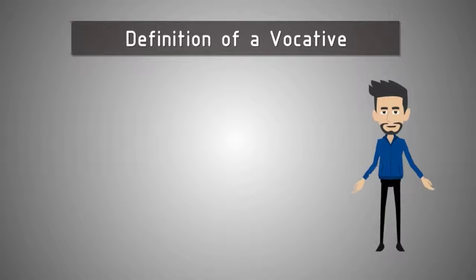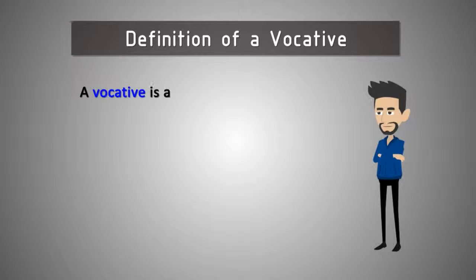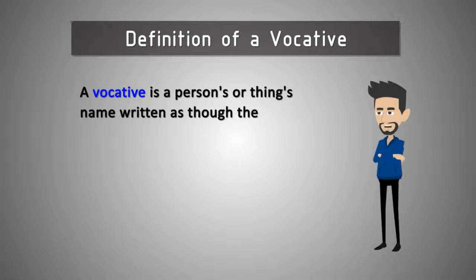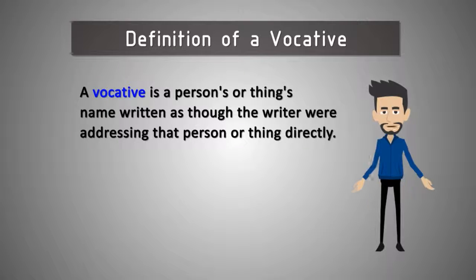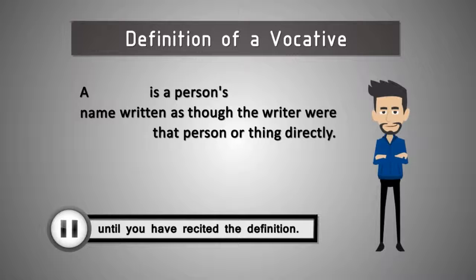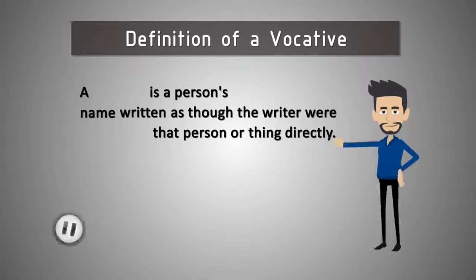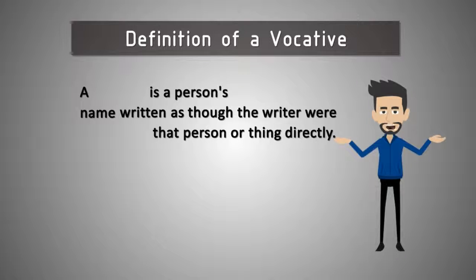So, what exactly is a vocative? A vocative is a person's or thing's name, written as though the writer were addressing that person or thing directly. That's the definition. It's pretty simple. So, tell me what the definition of a vocative is. Very good. What's the definition of a vocative?